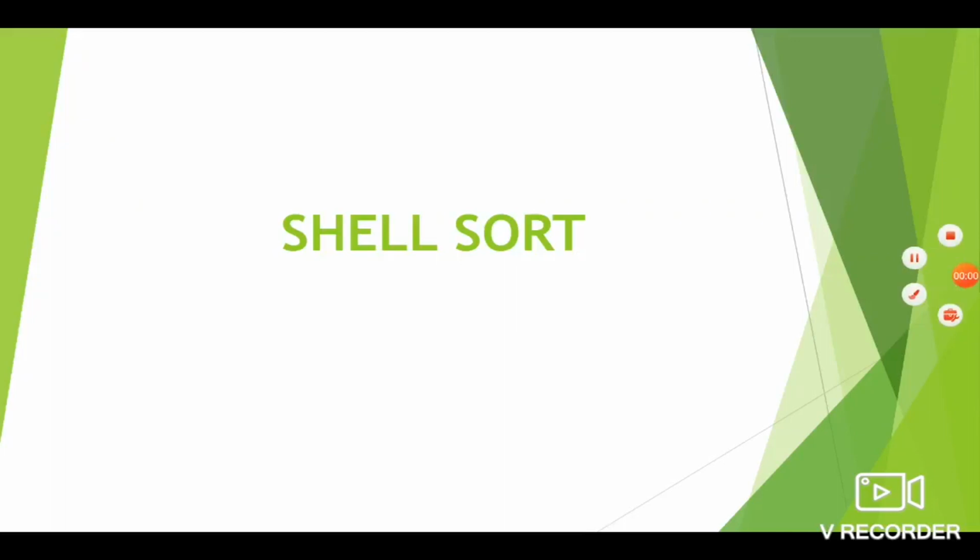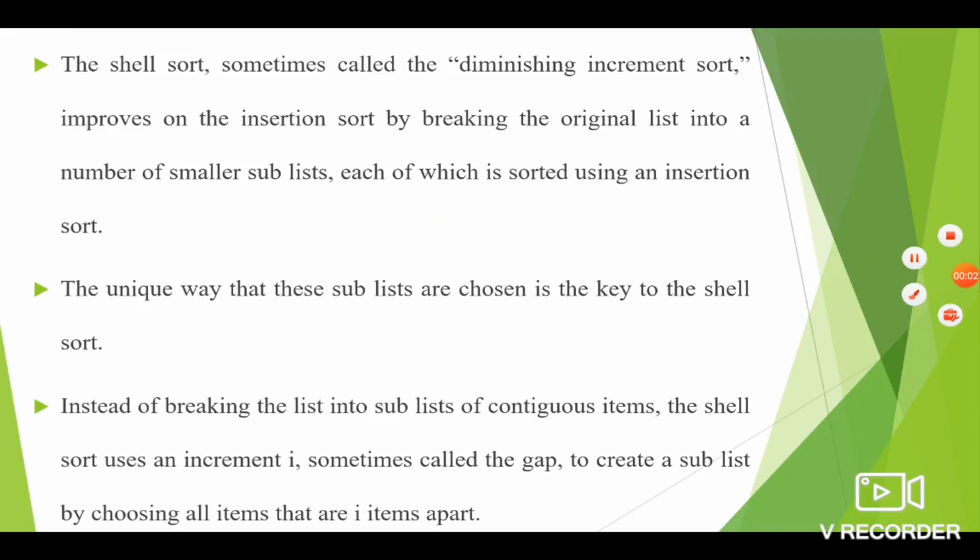Morning students, the topic is shell sort. The other name of shell sort is diminishing increment sort. It is used to improve the insertion sort. So how we are improving the performance means the original list is divided into a number of sublists, and for each sublist you can apply insertion sort.